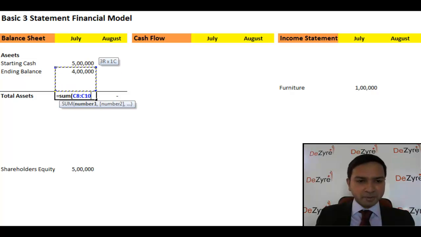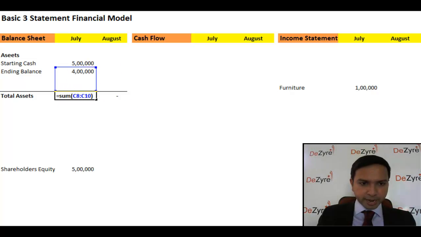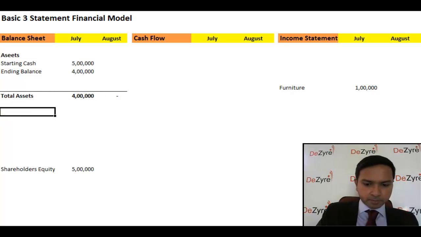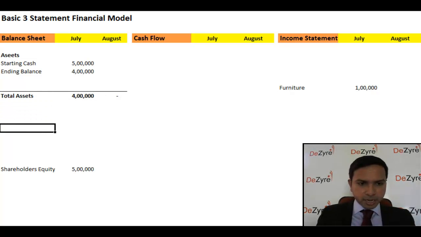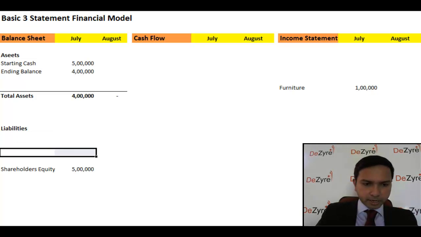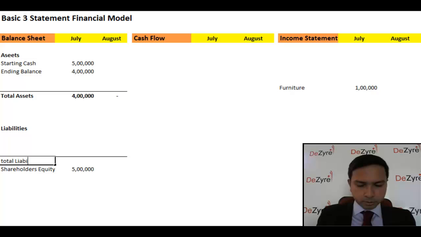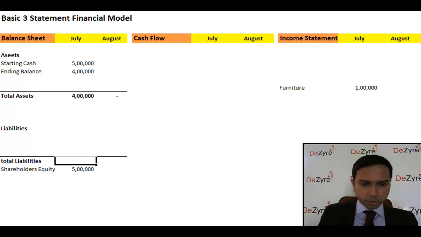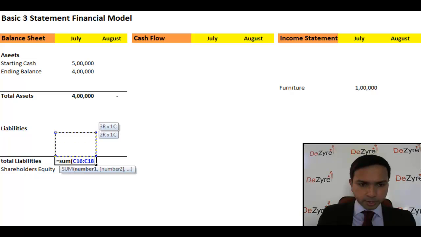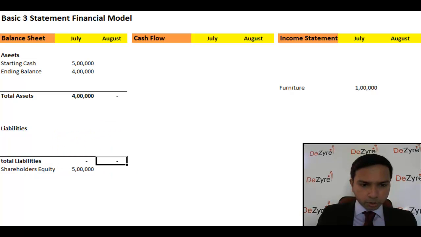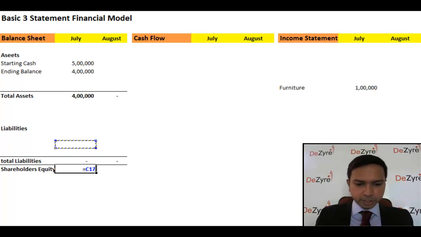You wish you had all that free money, but no, that's the total assets. And we're going to have something here saying liabilities, and we're going to say total liabilities. Okay, total liabilities is going to be the sum of whatever we added here, right? And you all know shareholders' equity is really nothing but your total assets minus your total liabilities. You're familiar with that formula by now, okay?